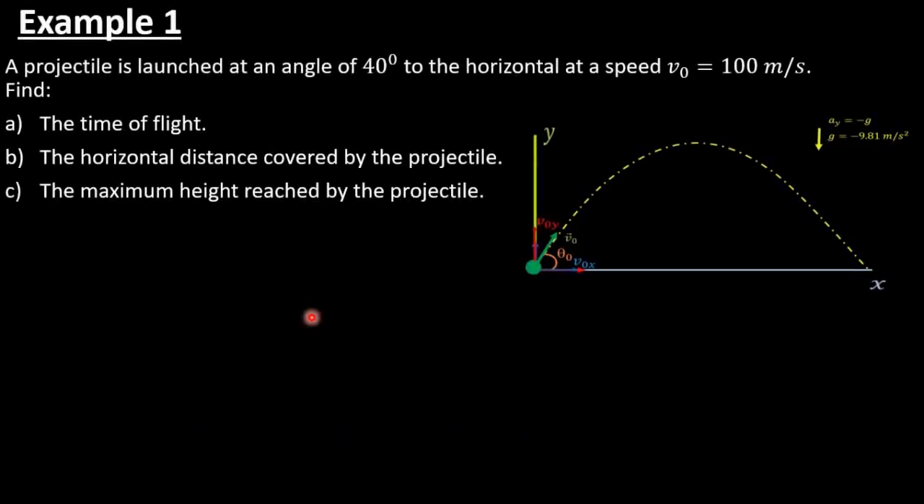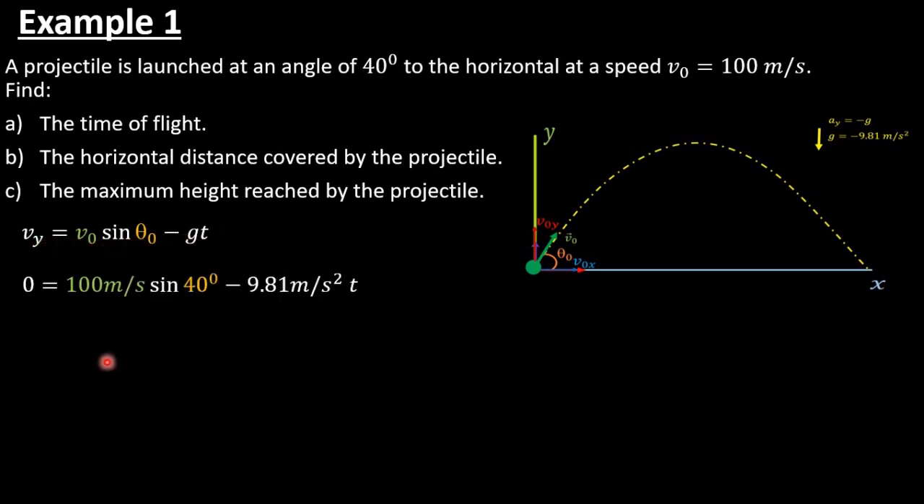Example 1. A projectile was launched at an angle of 40 degrees to the horizontal at a speed of v sub 0 equals 100 meters per second. Find A, the time of flight, B, the horizontal distance covered by the projectile, and C, the maximum height reached by the projectile. We're literally just going to apply those equations. So we're going to apply this equation now, v sub y equals v sub 0 times cos theta minus gt.